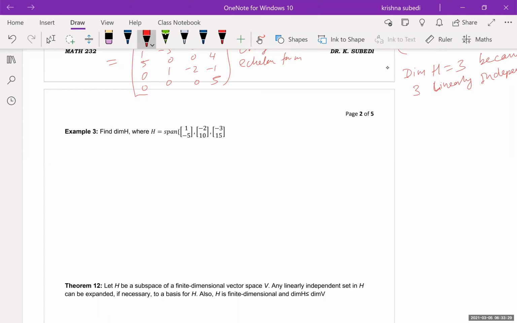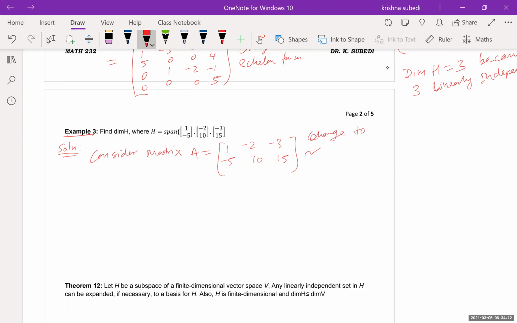Okay, I want you to do example 3 on your own just for fun. The vectors are already given, so you can consider matrix A, which is 1, negative 5, negative 2, 10, negative 3, 15. Remember, all we need to do is check how many vectors are linearly independent there. We know that there are three vectors given. Among those three, how many are linearly independent? So all you need to do is change it into echelon form.